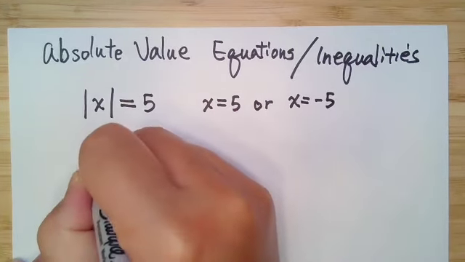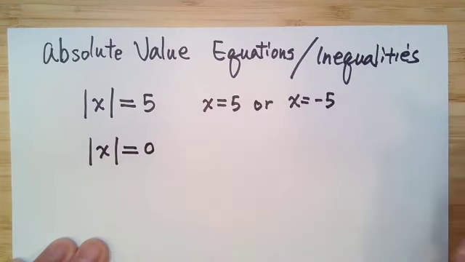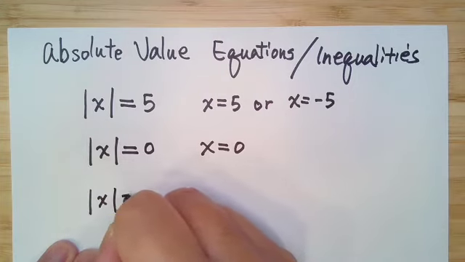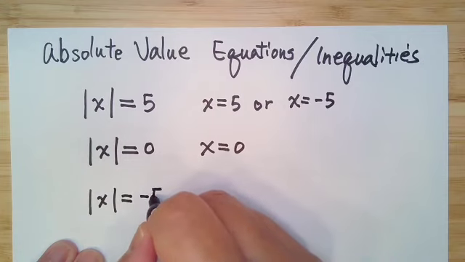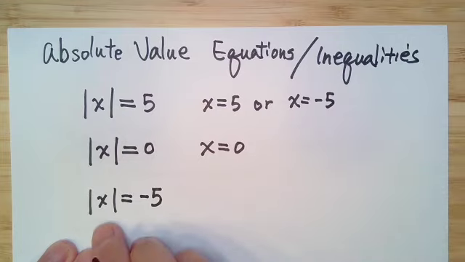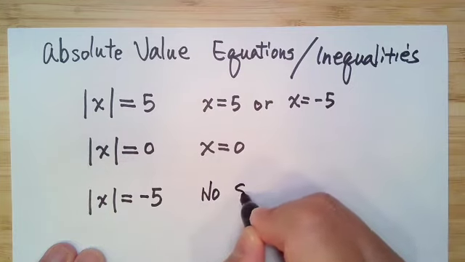What about absolute value of x equals 0? Then what is x? There's only one solution for that: 0. You don't have positive and negative 0. Now what if I ask you to solve absolute value of x equals negative 5? We know all absolute values must be either 0 or positive. It cannot be negative. So there's no way we can find any x whose absolute value is a negative number. For this one, there's no solution.